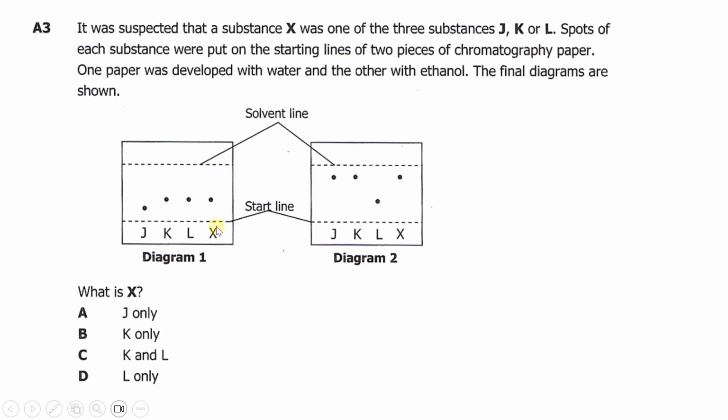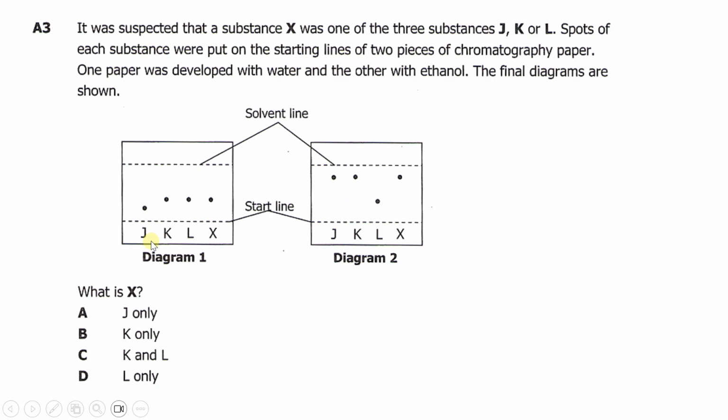So we have paper chromatography diagram 1 where they used water, and then we have diagram 2 where they used ethanol. All the substances were placed on the start line here, J, K, L, X, and then after some time, this is how they had moved along the filter paper. And here also they had used ethanol, and this is how these substances had moved.